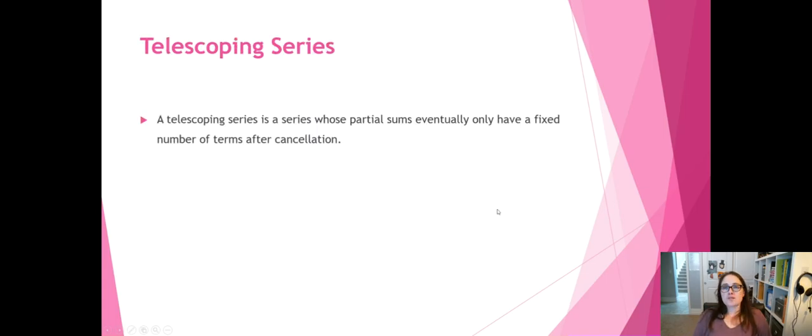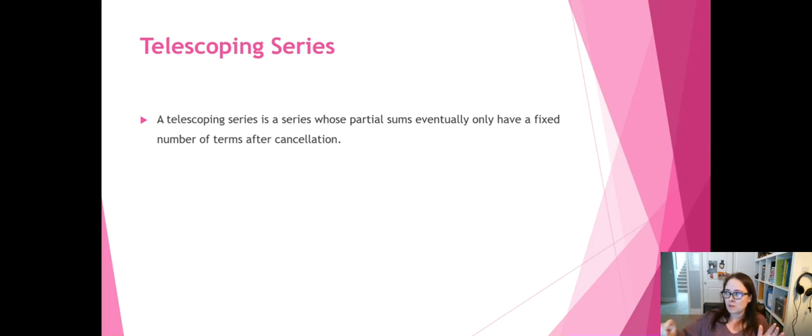Okay, so let's look at our first type of series, and we'll use this limit of the nth partial sum to determine whether a telescoping series converges or diverges. So a telescoping series is a series whose partial sums eventually only have a fixed number of terms after cancellation. So usually I'm looking for two terms that are subtracting when I'm trying to identify a telescoping series, so that terms will start canceling.